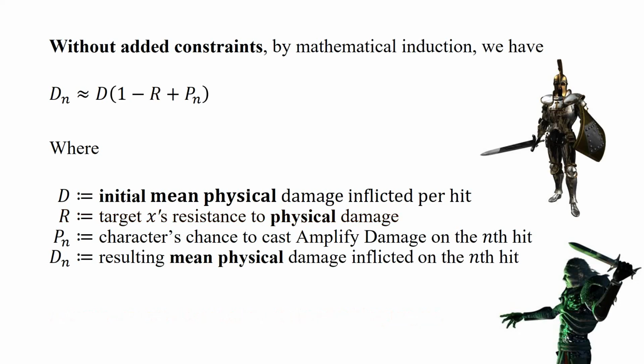So we have the resulting simplified equation, right? And that's nice, because now we just have two constants. And the other thing we've allowed to vary between hits is the character's chance to cast Amplify damage on the nth hit. And the reasons why will become clear later on. But for now, let's just take this equation and do some examples just to do a sanity check to see if it makes sense thus far.